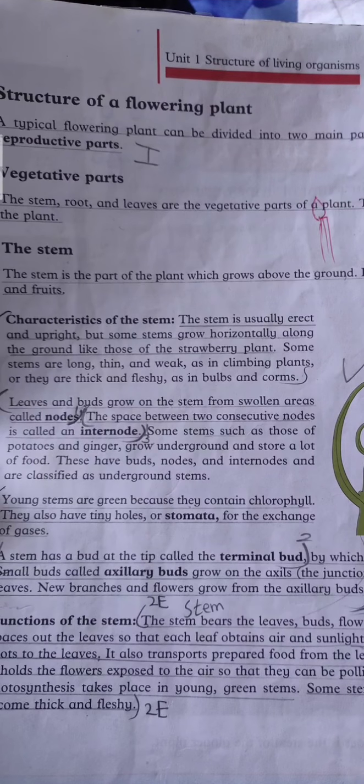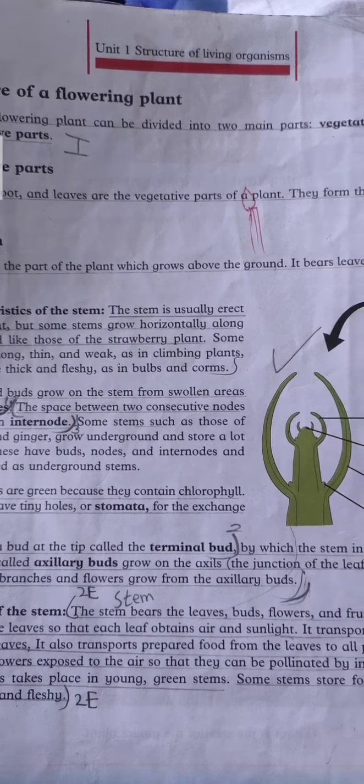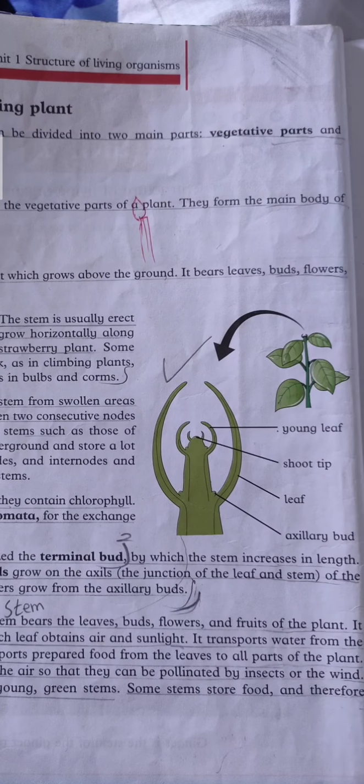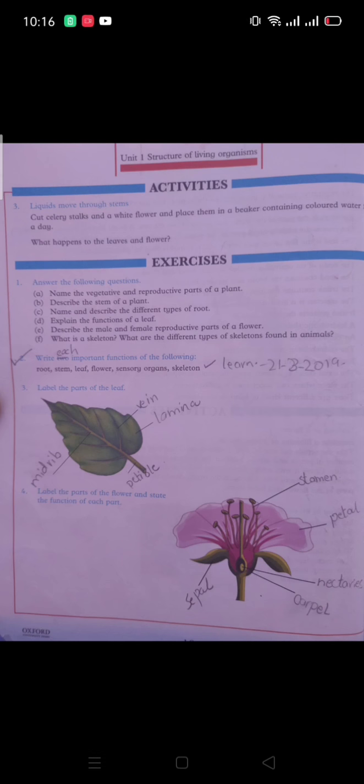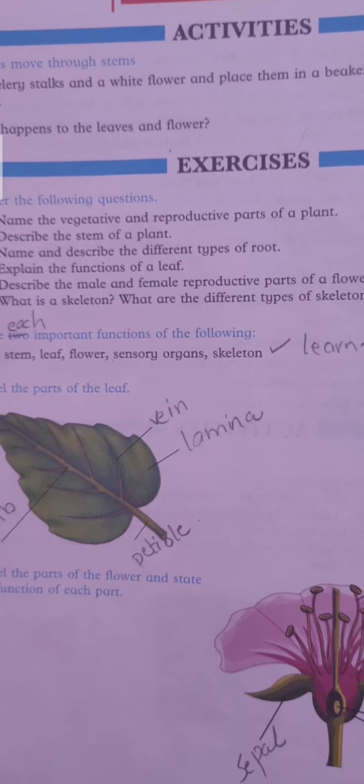Question number 2. Describe the stem of a plant. Again open page number 2. Here, from the heading, the stem. The stem is the part of a plant which grows above the ground. It bears leaves, buds, flowers and the fruits. Now, the third question is, name and describe different types of roots.